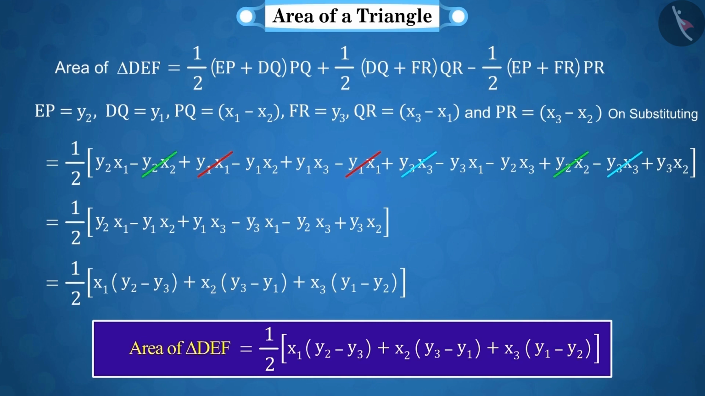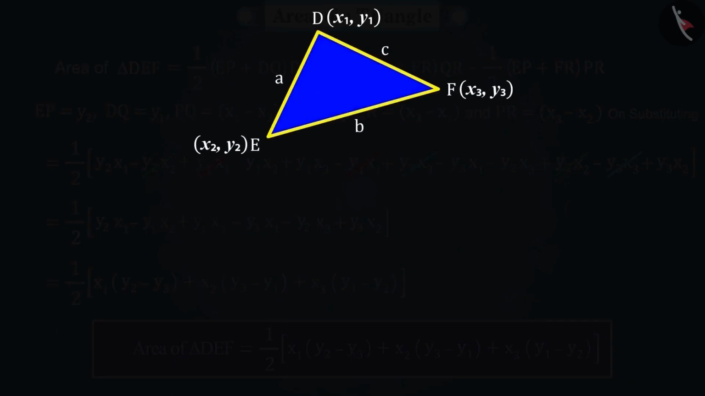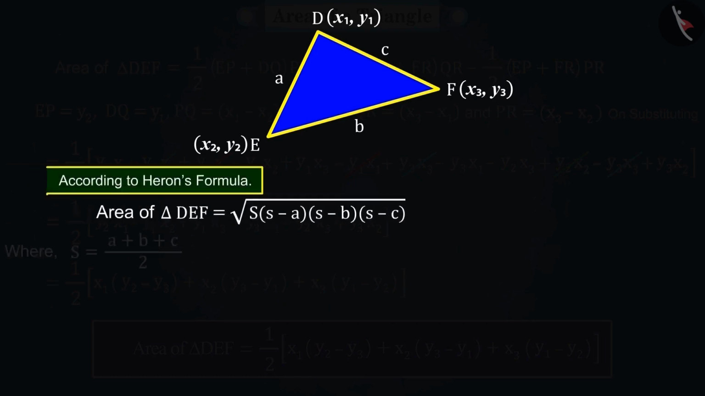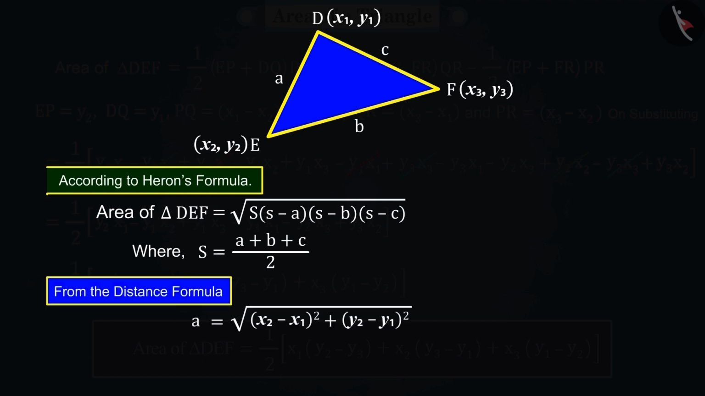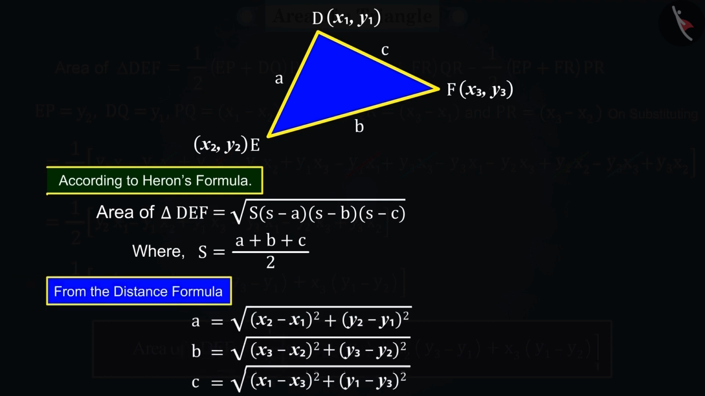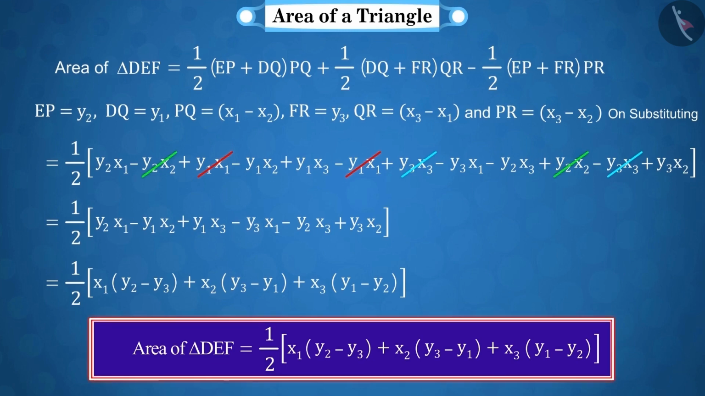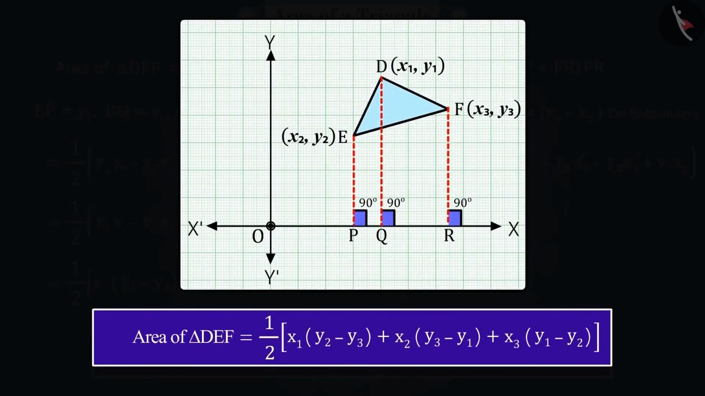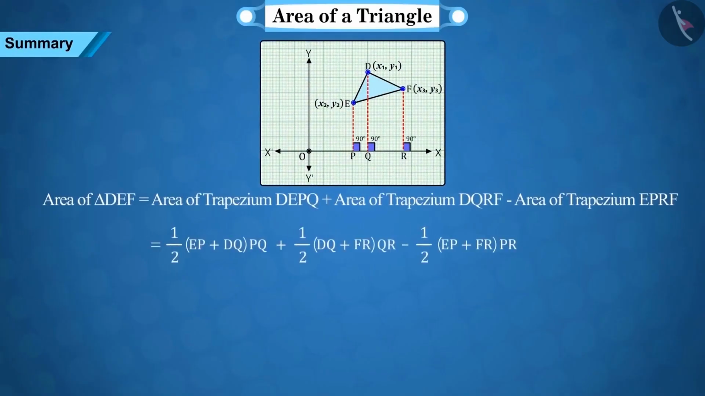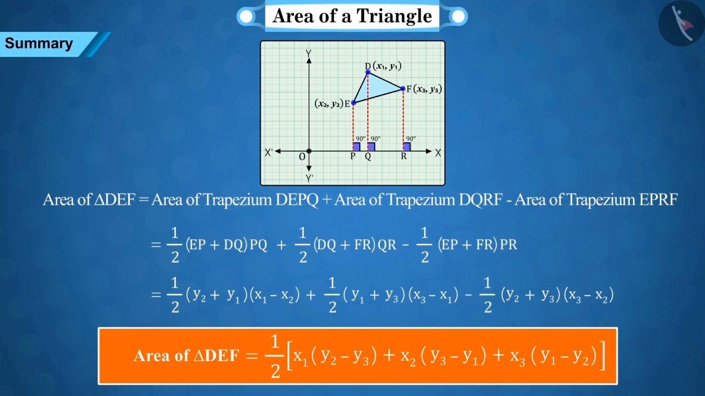You might be thinking that the area of a triangle can also be obtained from Heron's formula, in which the measure of all the sides can be determined by the distance formula, but that is a complex method. So, for solving it easily, we understood this formula in which the trapezium was used. Hopefully, through this video, you must have learnt how to find the area of a triangle. In the next video, we will see examples based on this.